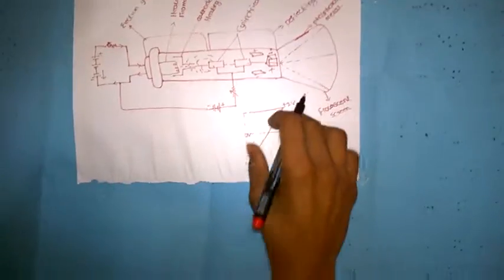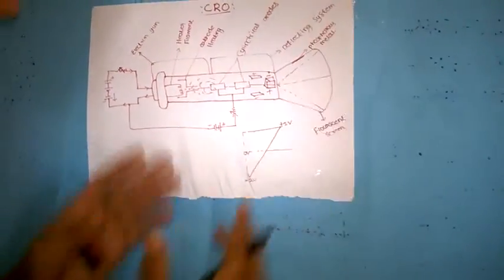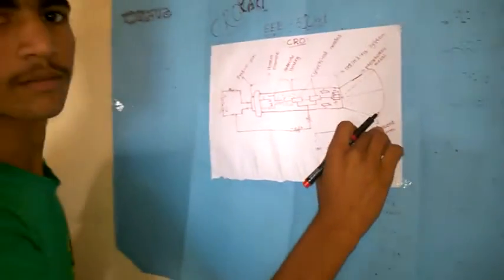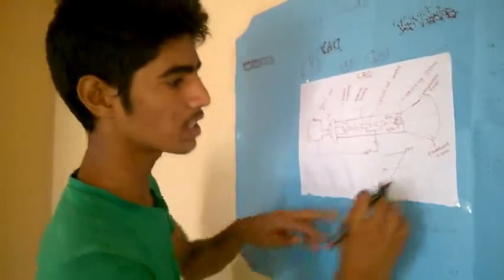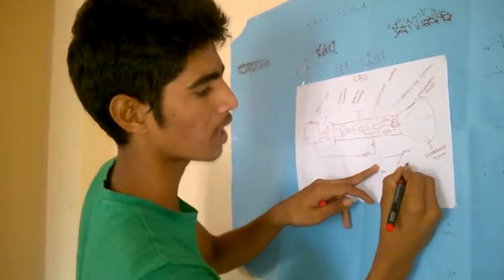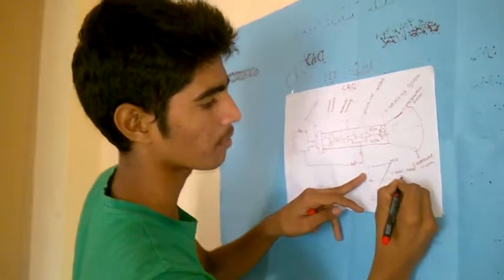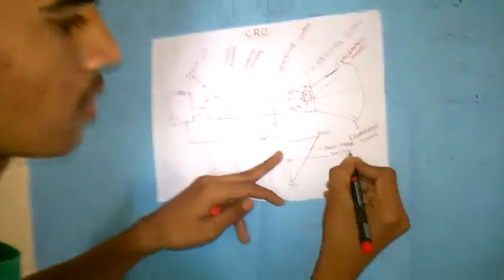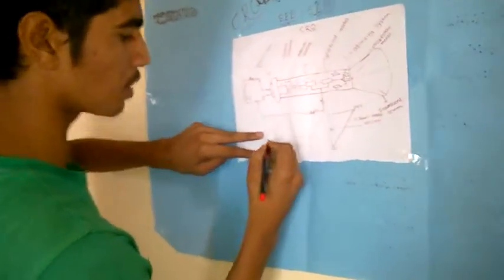This type of voltage helps to manipulate the electron beams toward the overall screen at a time. That is the main advantage of this sawtooth voltage. This type of voltage we call sawtooth voltage. How this sawtooth voltage works, I will show you. This is 0 volts.